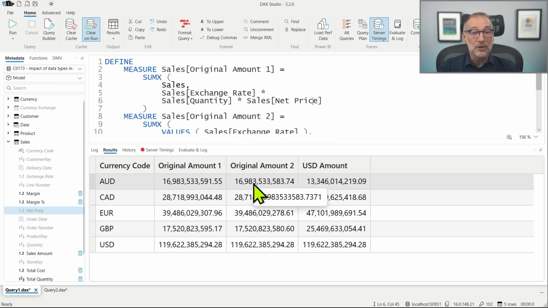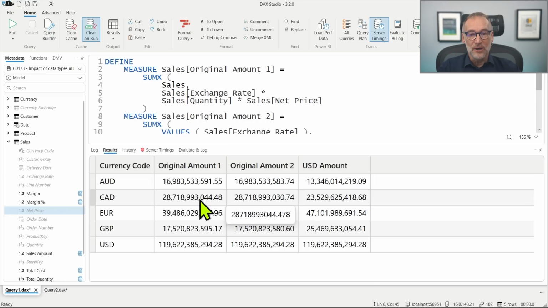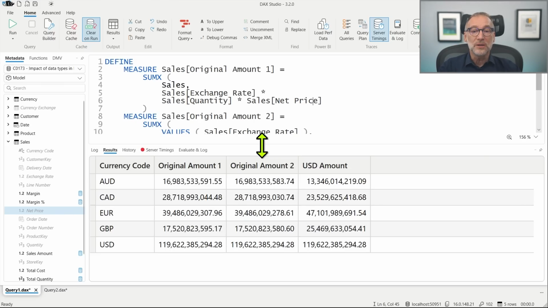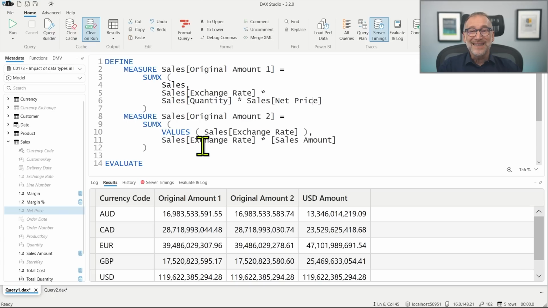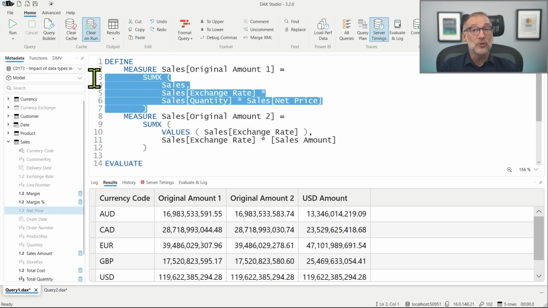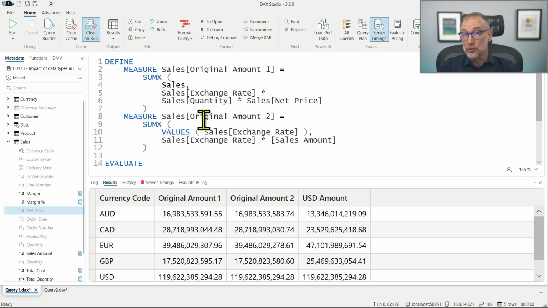And you see that they are not the same. Original amount 1 is 591.55, this is 583.74. The difference is quite large. 044, 030, 307, 278. There is always a difference between the two values. Does this mean that this version is wrong and this version is correct? Actually, no.